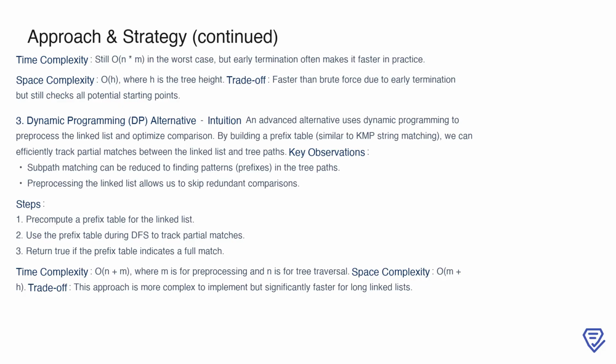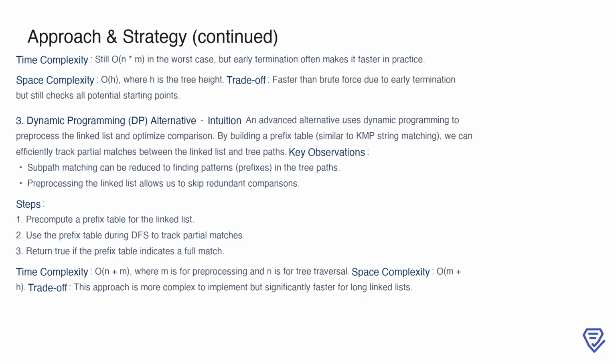Another alternative to consider is a dynamic programming-based approach, which uses pre-processing to optimize the matching process. This method involves creating a prefix table for the linked list, similar to the pre-processing step in the Knuth-Morris-Pratt string matching algorithm. The prefix table helps track partial matches efficiently during the tree traversal. By reducing subpath matching to a pattern finding problem, we can skip redundant comparisons. However, this approach introduces additional complexity.